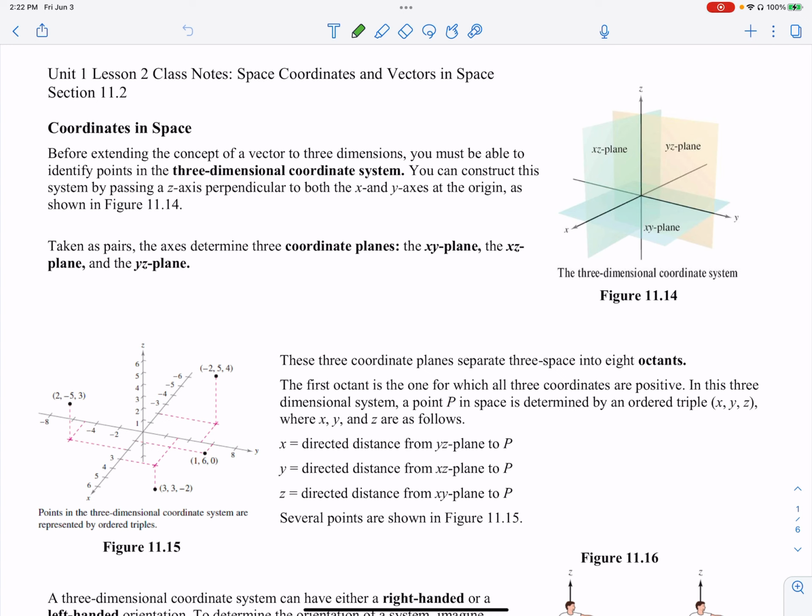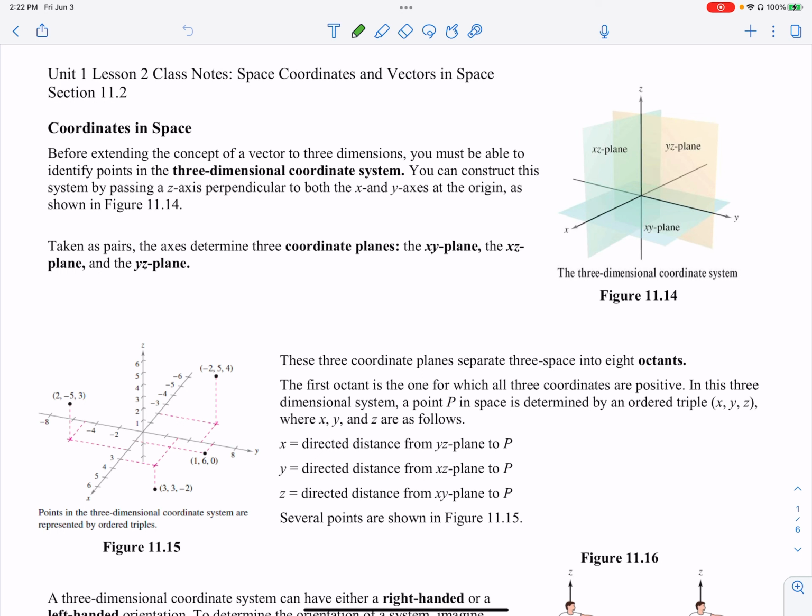Before extending this concept of vector to three dimensions, you must be able to identify the points of a three-dimensional coordinate system. So where we're headed is three dimensions. That's the whole point of Calc 3: we're going to take everything you learned in Calc 1 and 2 and figure out how it actually applies in three dimensions. So let's take a look at the graph over there.